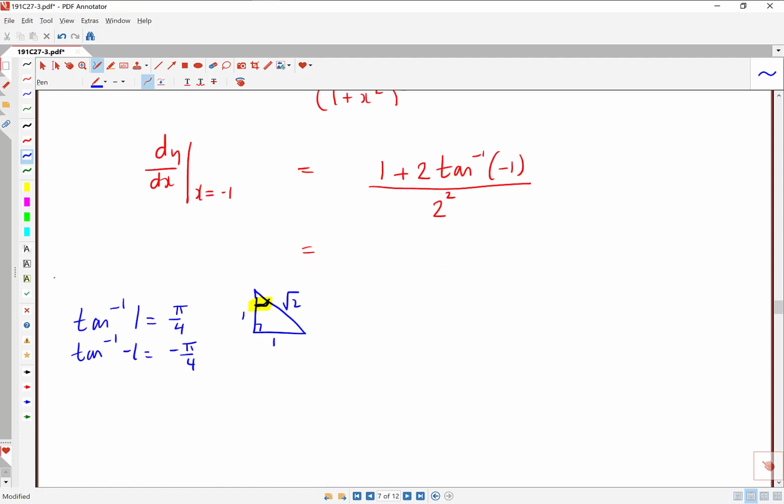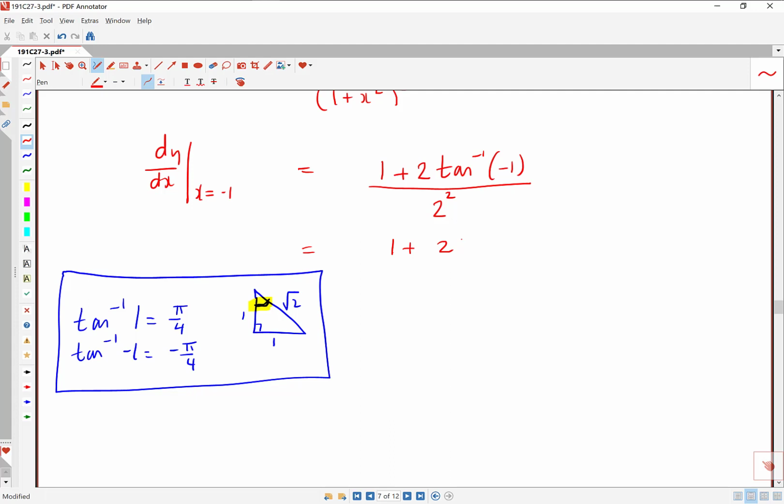So essentially this type of reasoning, you would want to be comfortable either doing that in your head or doing that very quickly over on the side. And then we can come back to the main flow of our calculation here. So we've got 1 plus 2 times negative pi over 4, and that's all over 4. So one thing you could do to make life a little easier is you could cancel a factor of 2 from the top and the bottom there. So we've now got 1 minus pi over 2 all over 4.